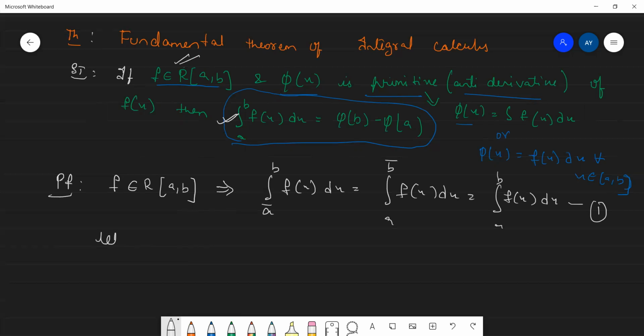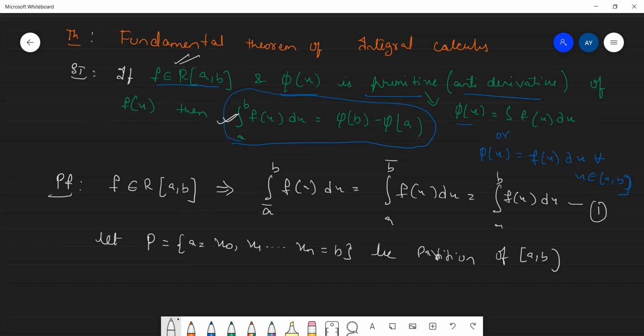And now as it is Riemann integral, we will define a partition P, that is, a = x0, x1, and so on up to xn = b, be a partition. A partition of what? Of the closed interval a, b.